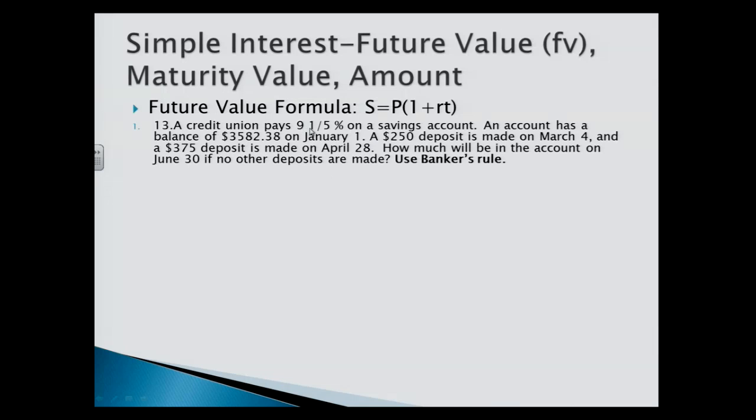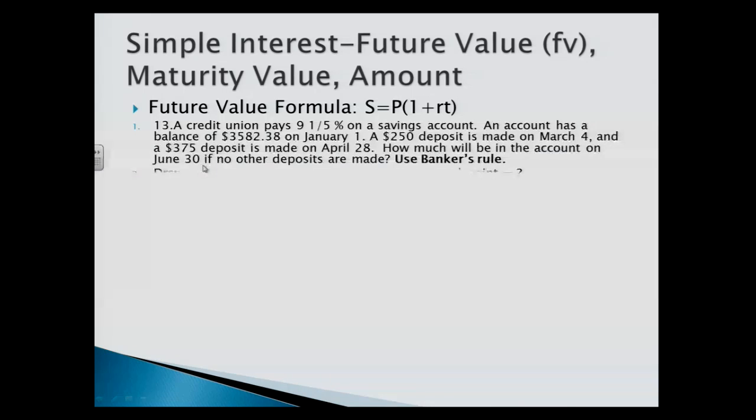So the credit union pays 9 1/5%. Turn that to a percent or a decimal form. An account has $3,582.38 on January 1st. We make a deposit of $250 on March 4th, and $375 on April 28th. How much will be in the account on June 30th?